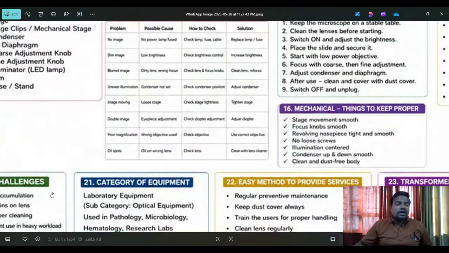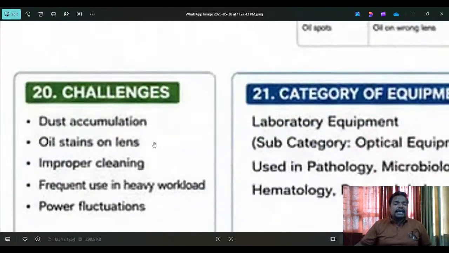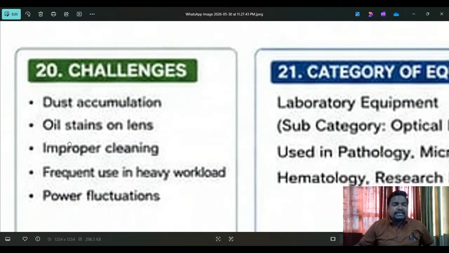See, I have prepared all this information. It's a very, very challenging task. Now see here, what are the challenges in a microscope? Even small equipment has challenges for those who don't have skills. Definitely, any equipment is a challenging task. Understand? Right. Point 20 is the challenges: dust accumulation and oil stains on the lens, improper cleaning, frequent use in heavy workload, and power fluctuations.